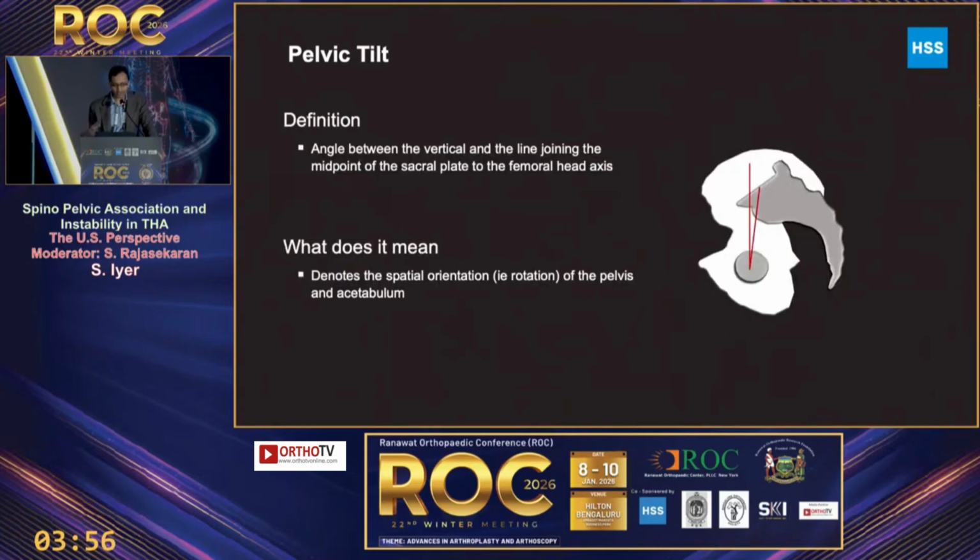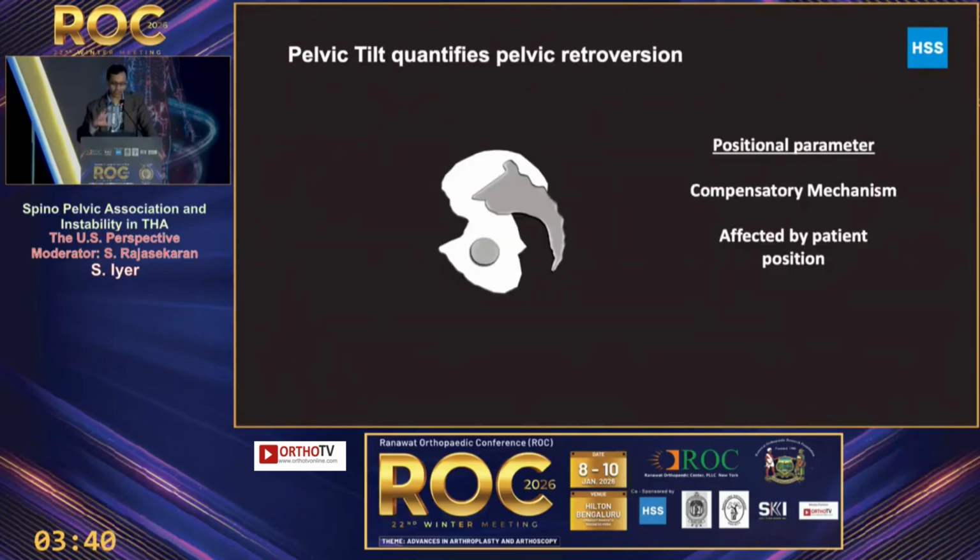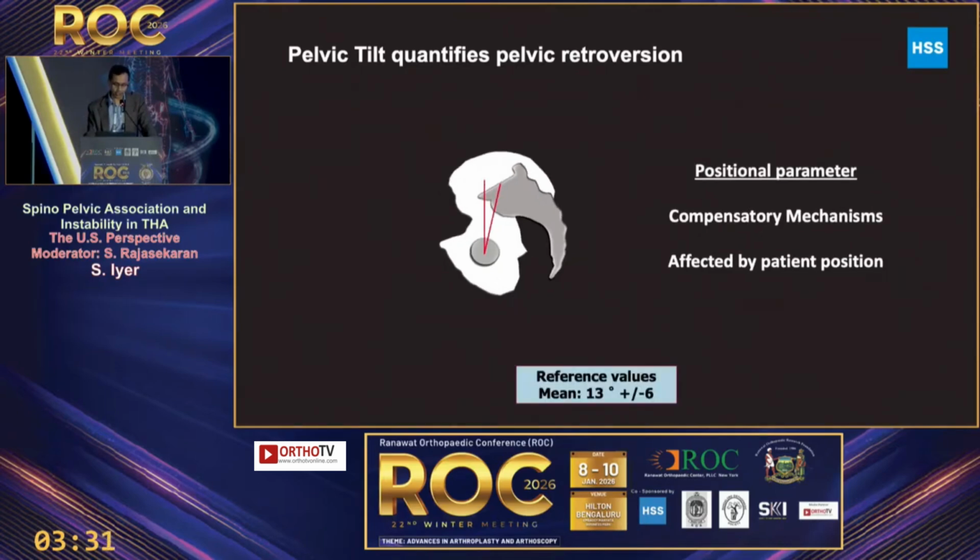Pelvic tilt, and I think this is really when the rubber starts to meet the road as we start to think about this hip-spine connection and alignment. So this is defined as the angle between the vertical line and the line joining the femoral heads to the midpoint of the sacrum. And it defines the rotation, essentially, of the pelvis and acetabulum. It is a very powerful compensatory mechanism, and it is affected by patient position. So as you move, or as you retrovert, for example, to compensate for spinal malalignment, or go from a sitting to standing position, it changes.